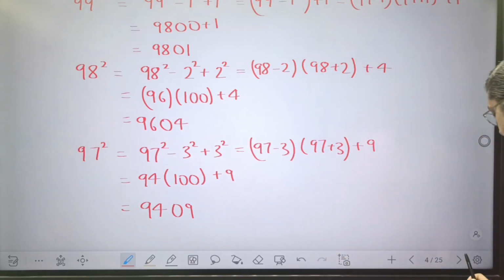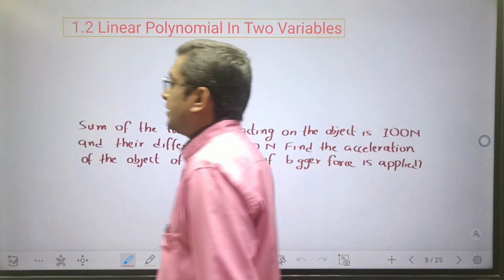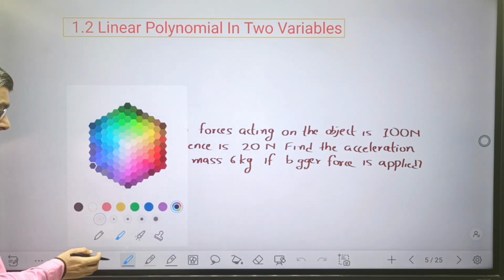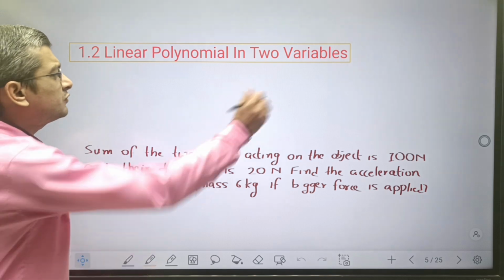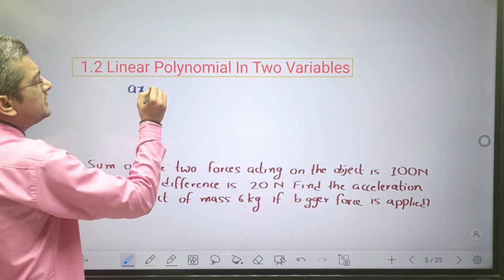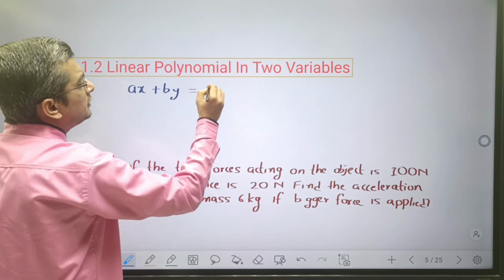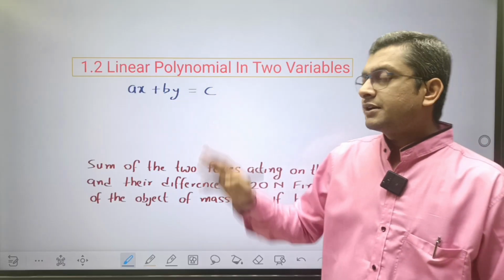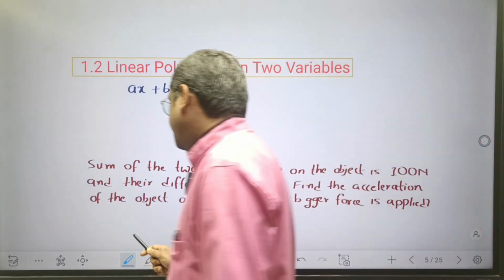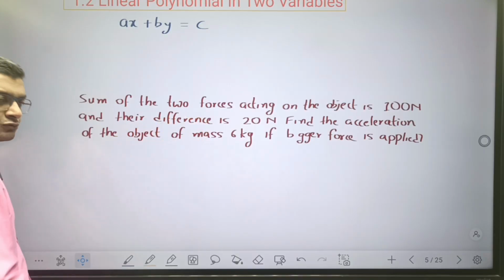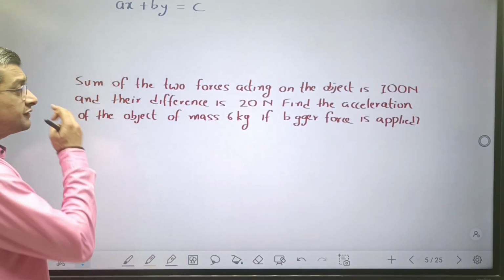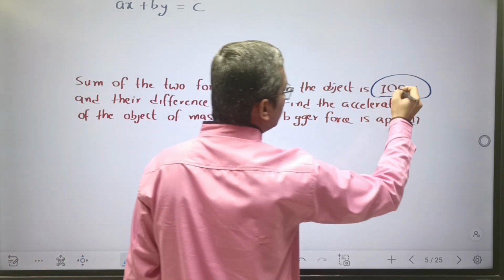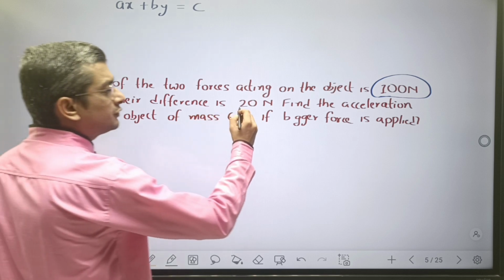Okay. So let us move to the next topic of this chapter, algebra, that is linear polynomial in two variables. This is very important. So what is a polynomial? Any expression like this, ax plus by is equal to c, where x and y are the variables, and a, b and c are the constants. So we can understand this polynomial by using this simple question. The question says that there are two forces acting on the object and the sum of those two forces is 100 Newton. This is given in the question. And the difference of the forces is 20 Newton.